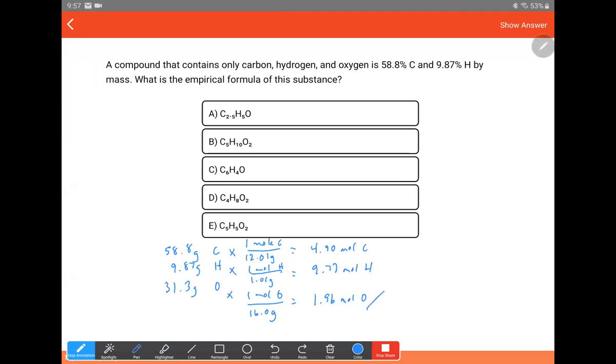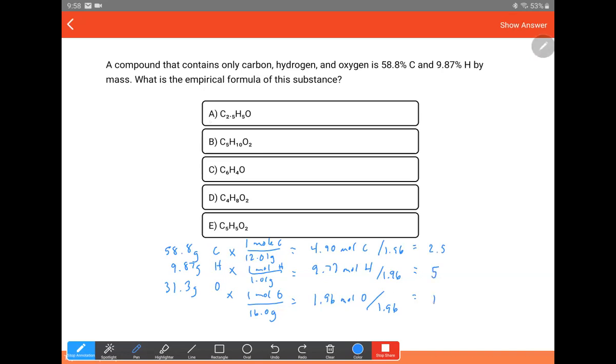What is the lowest ratio of carbon to hydrogen to oxygen? Okay, so I'm going to divide them all by 1.96, just to normalize them here. And here I get 2.5. Here I get 5. And here I get 1.